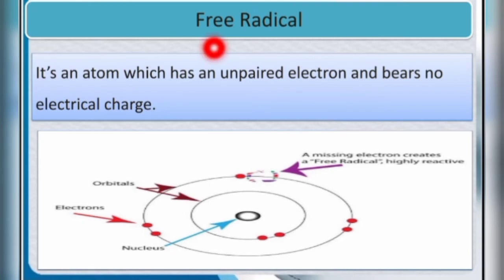Free radical. A free radical is an atom which has an unpaired electron and bears no electrical charge. Here in the example, this is the nucleus, these are orbits, and the electrons are present as the red dots. Electrons revolve around the nucleus. Here you can see the missing electron. A missing electron creates a free radical, and free radicals are highly reactive.